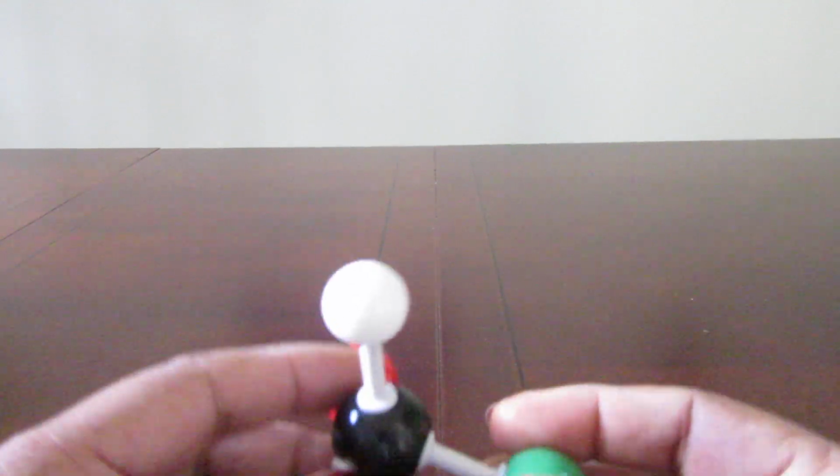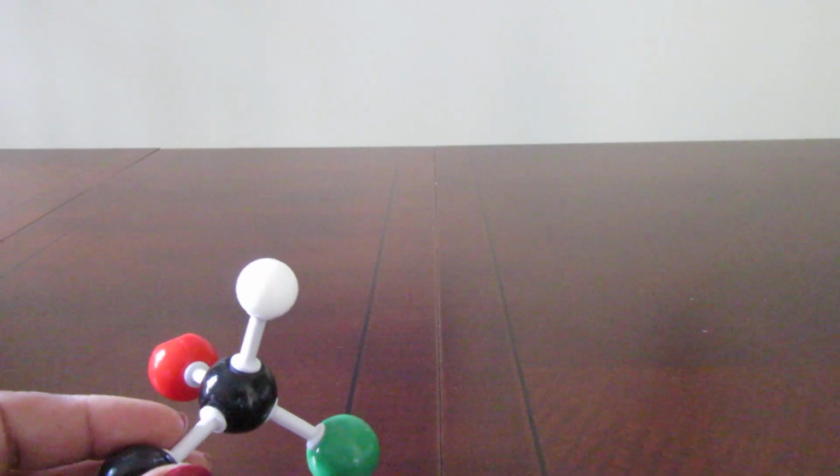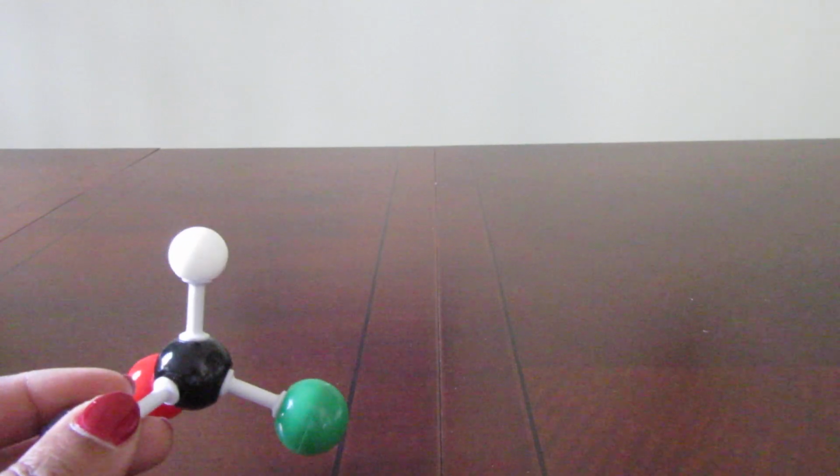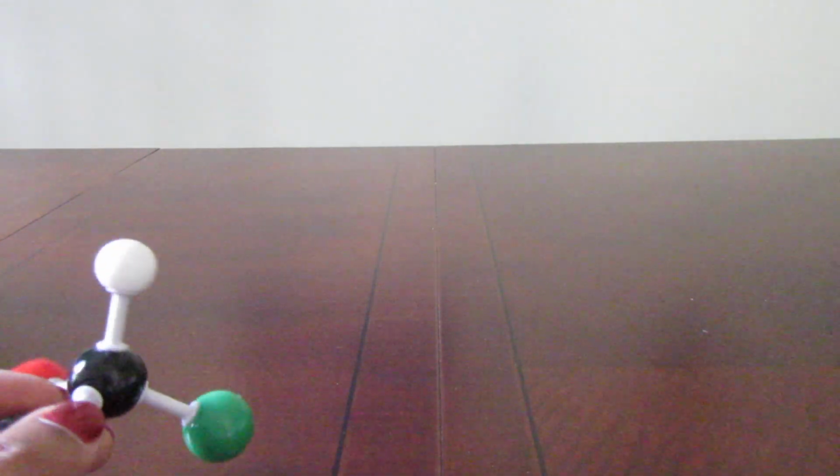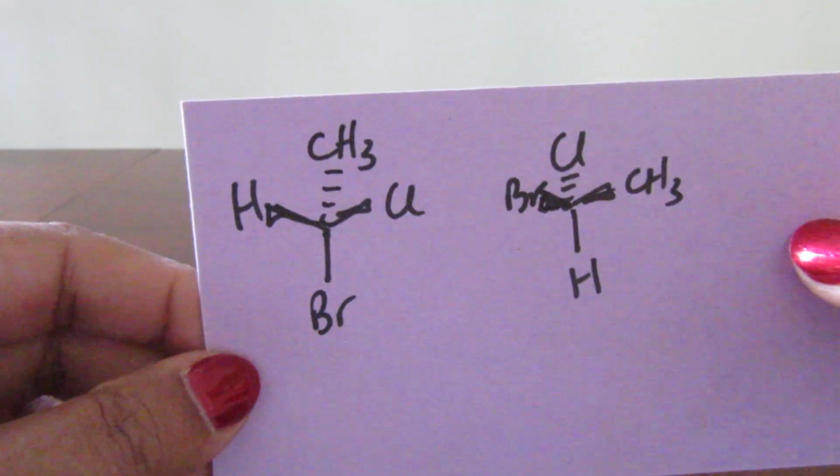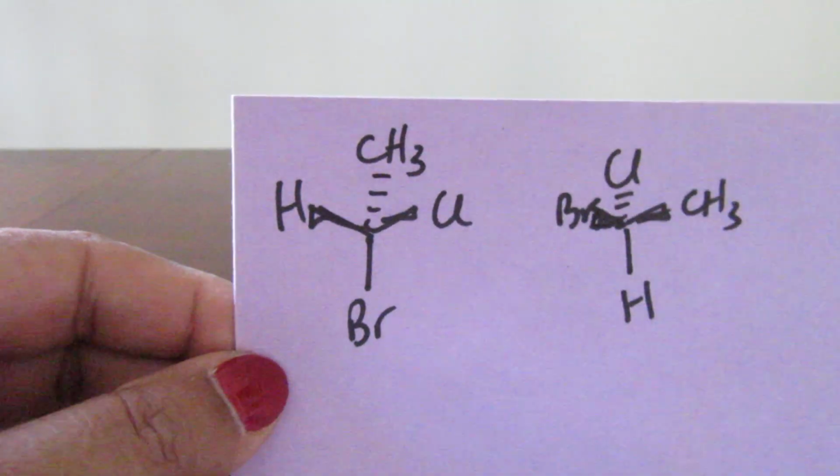Now we're going to look at two molecules and figure out if they're going to be the same or not. And if they're not the same, then what are they? Are they enantiomers? Are they different? Kind of assign what they are. So here are the two molecules that we have.